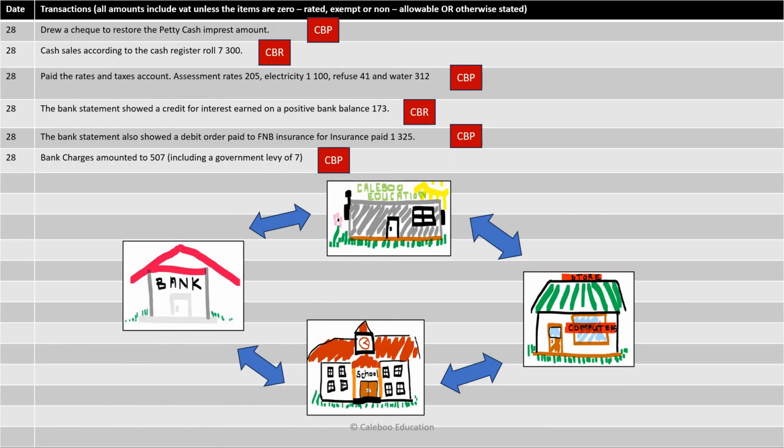And looking at the rest of the transactions for the month, if you go and work through these transactions, you will see that nothing came from petty cash.